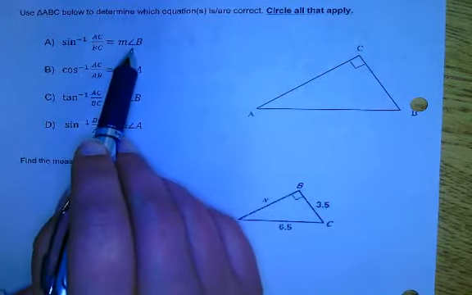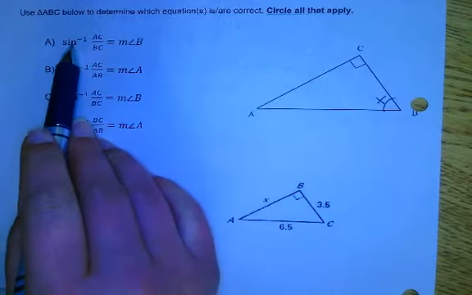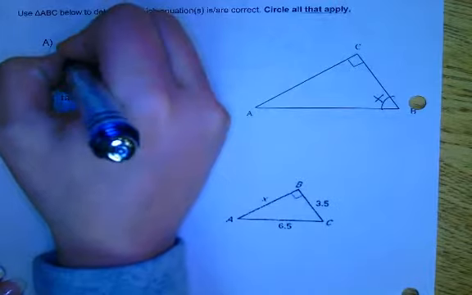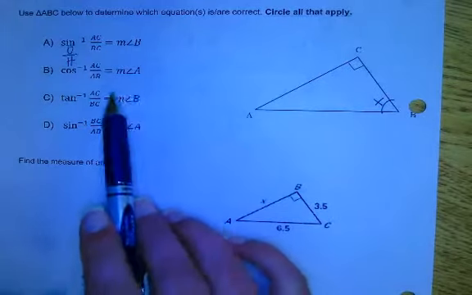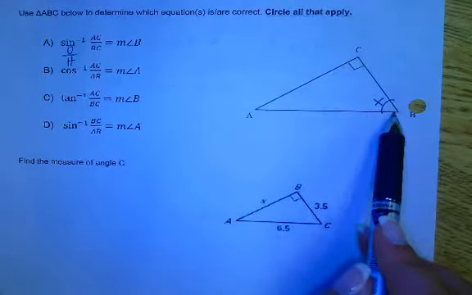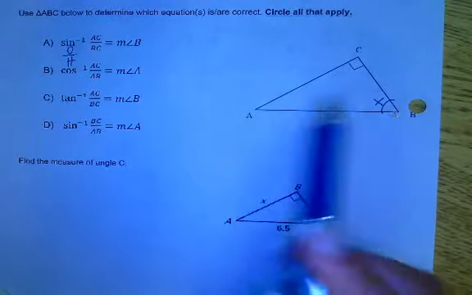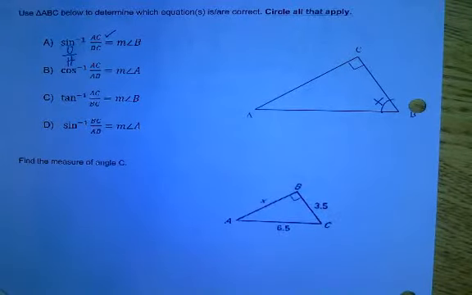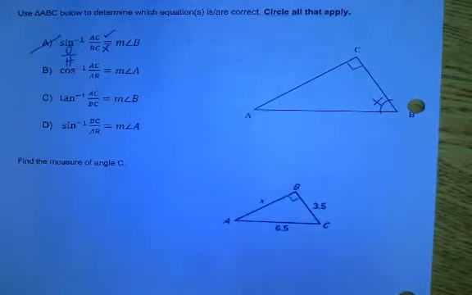So for example, let me look at letter A with you guys. They're saying that the measure of angle B, so if that was X, equals sine, which means what? Sine is opposite over hypotenuse. So they're saying that AC is opposite of B, is that correct? Yes. Is BC the hypotenuse? No. So then this could not be true. So we know A is not true, and you're going to go through all of them and do the same thing.